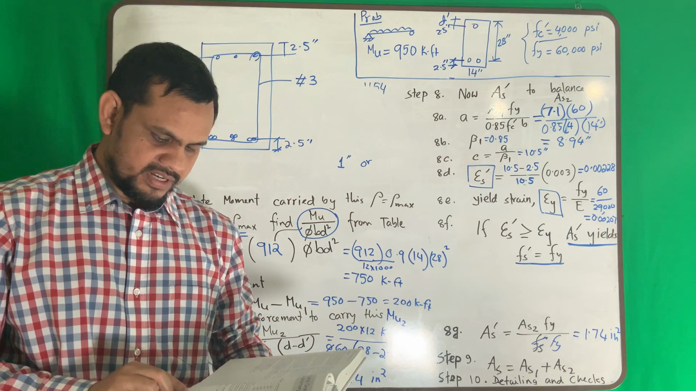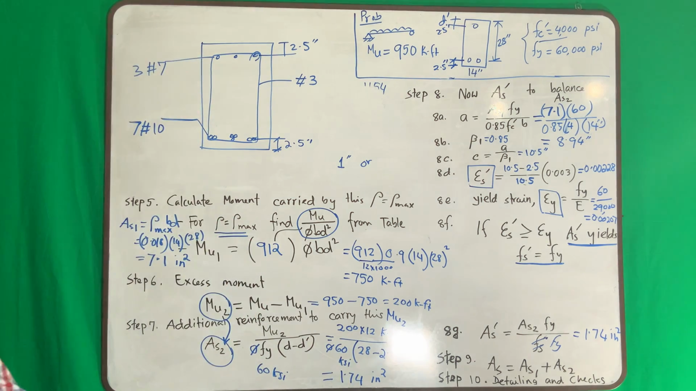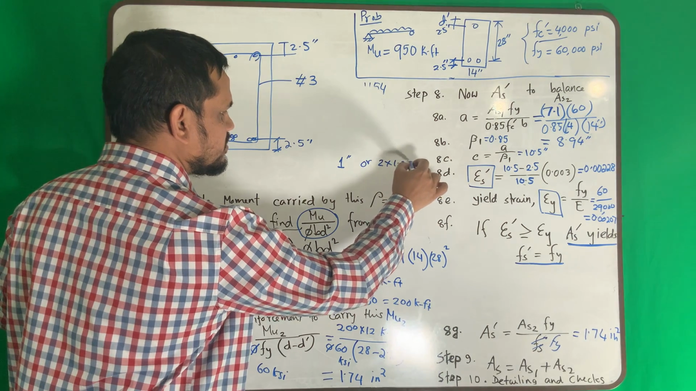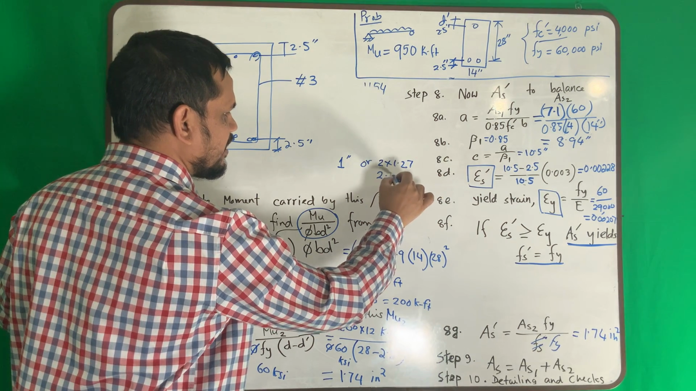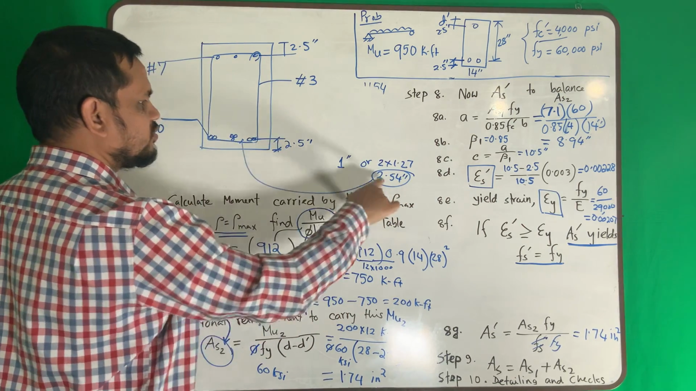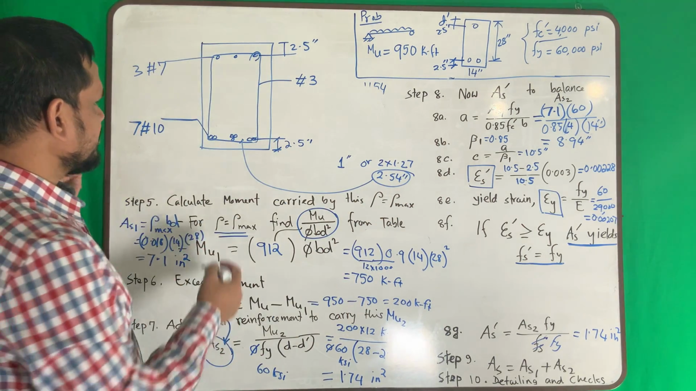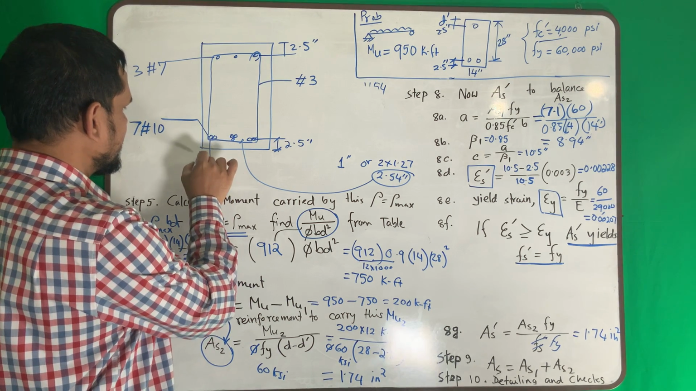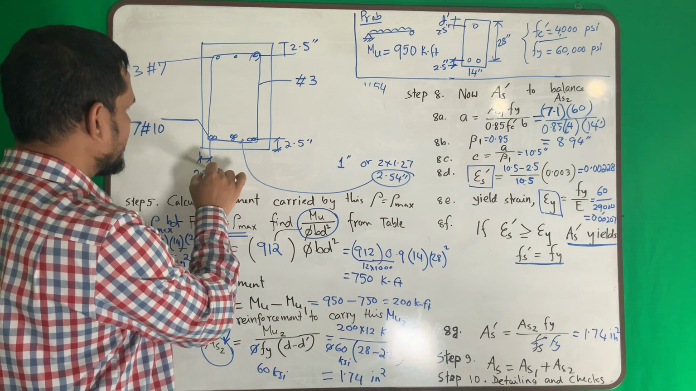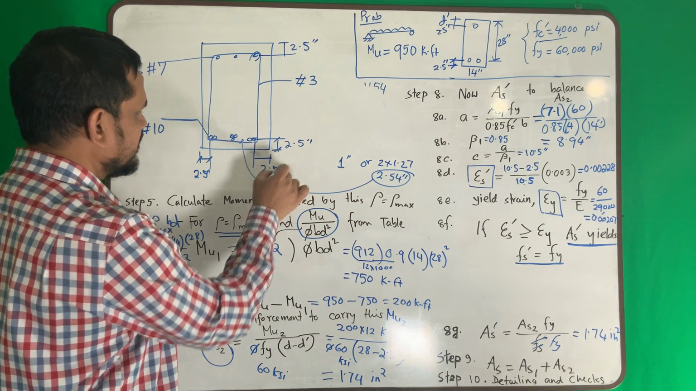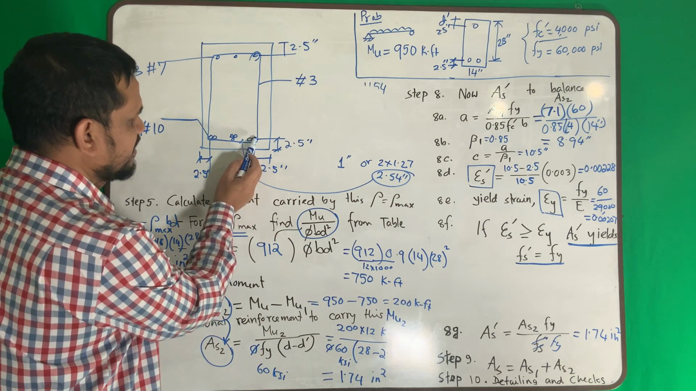Diameter of the number 10 is 1.27. So 1 inch or 2, 1.27. That means 2.54. That means my space here should be at least 2.54. I should check it. Do I have it? Let us check. So what I will do, here to here, I will deduct 2.5 inch. Here to there, I will deduct 2.5 inch. So this 2.5 inch is from the outer bar.